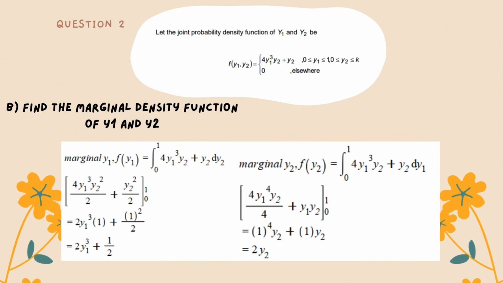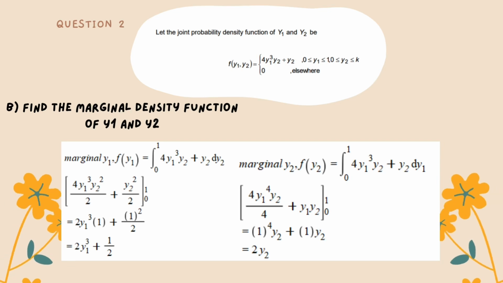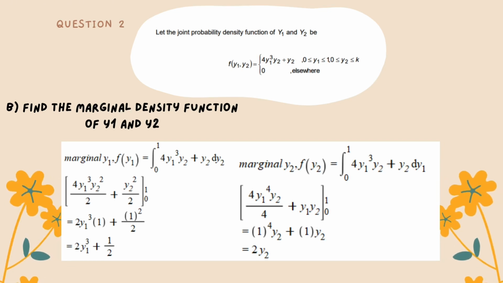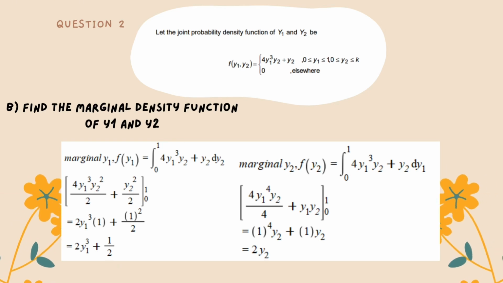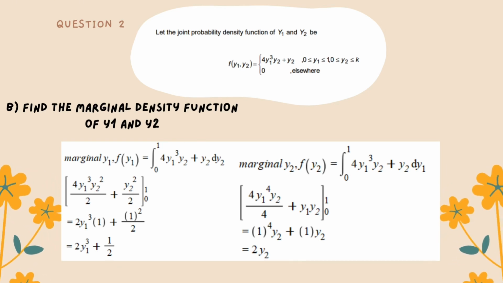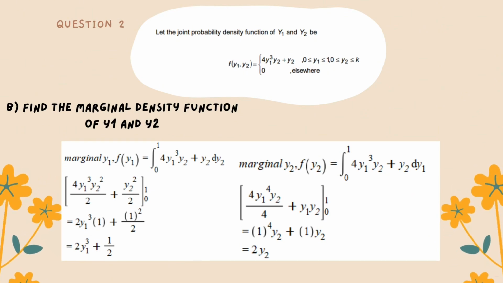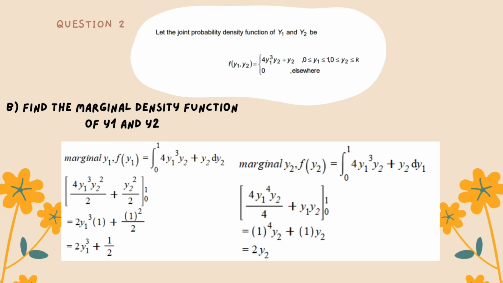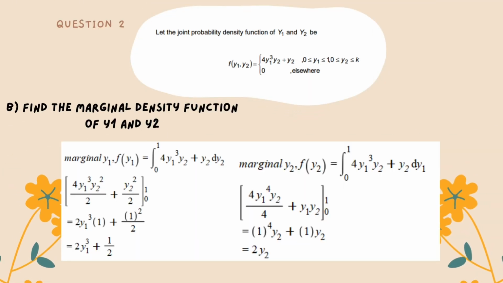To find the marginal density function of y2, we integrate the joint probability density function over the other variable, which is with respect to y1, with the same range, y1 more than or equal to 0 and less than or equal to 1. After the integration, we will get 2y2.